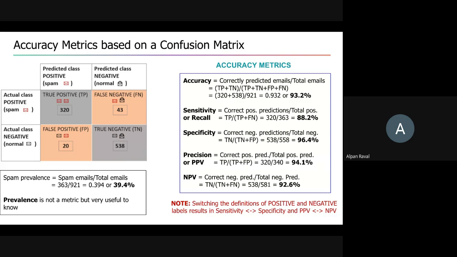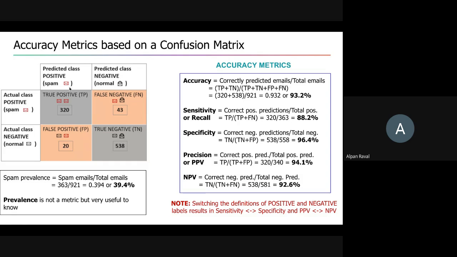Then you have precision, which is also called positive predictive value, PPV. Precision is slightly different from sensitivity in the sense that what it measures is, of those that are predicted to be positive by a classifier, how many are actually positive. So precision works along a column, whereas sensitivity works along a row. So how many are predicted to be positive, or predicted to be spam, by the classifier?